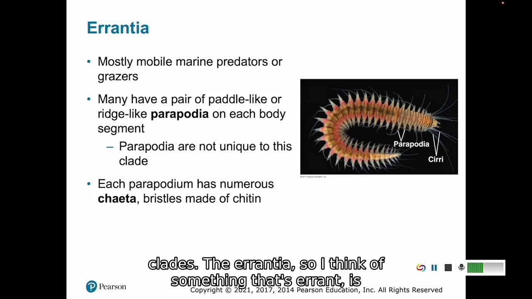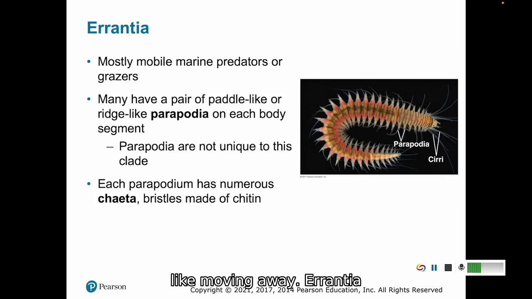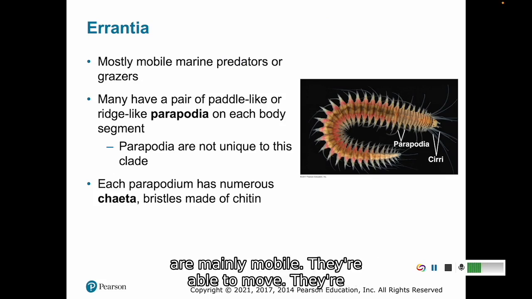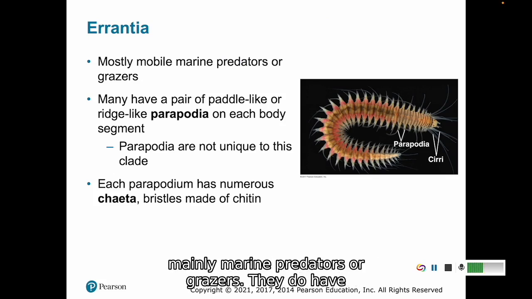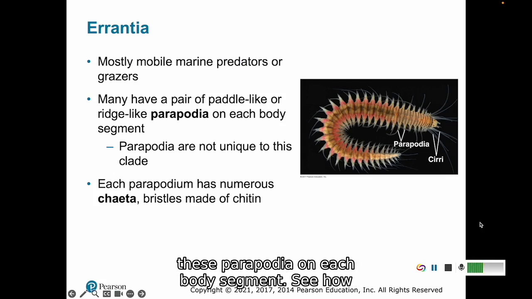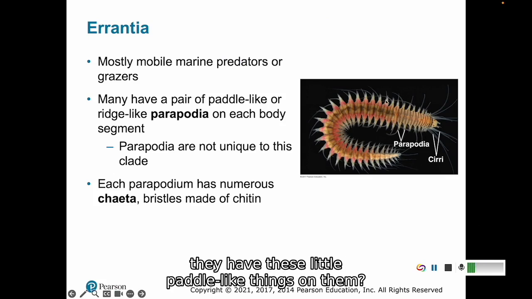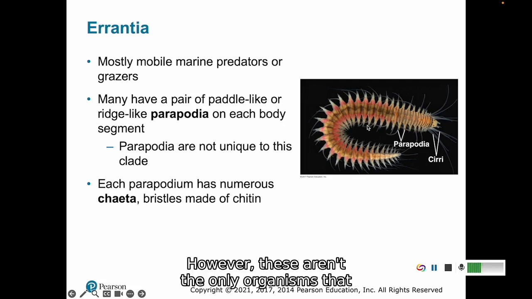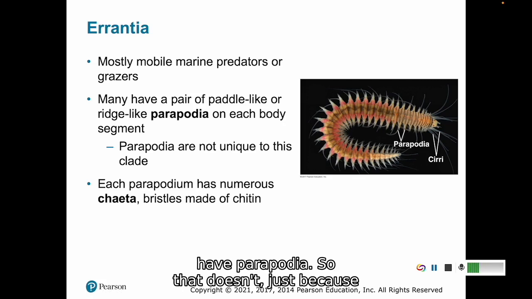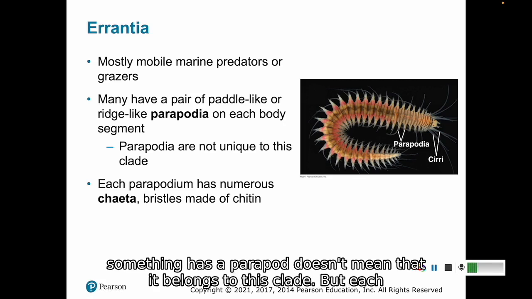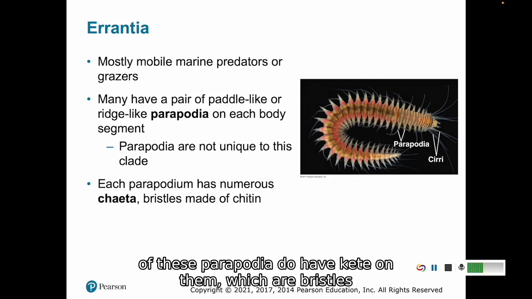The Errantia, so I think of something that's errant, is like moving away. Errantia are mainly mobile. They're able to move. They're mainly marine predators or grazers. They do have these parapodia on each body segment. See how they have these little paddle-like things on them? However, these aren't the only organisms that have parapodia. So just because something has a parapod doesn't mean that it belongs to this clade. But each of these parapodia do have chitae on them, which are bristles made of chitin.